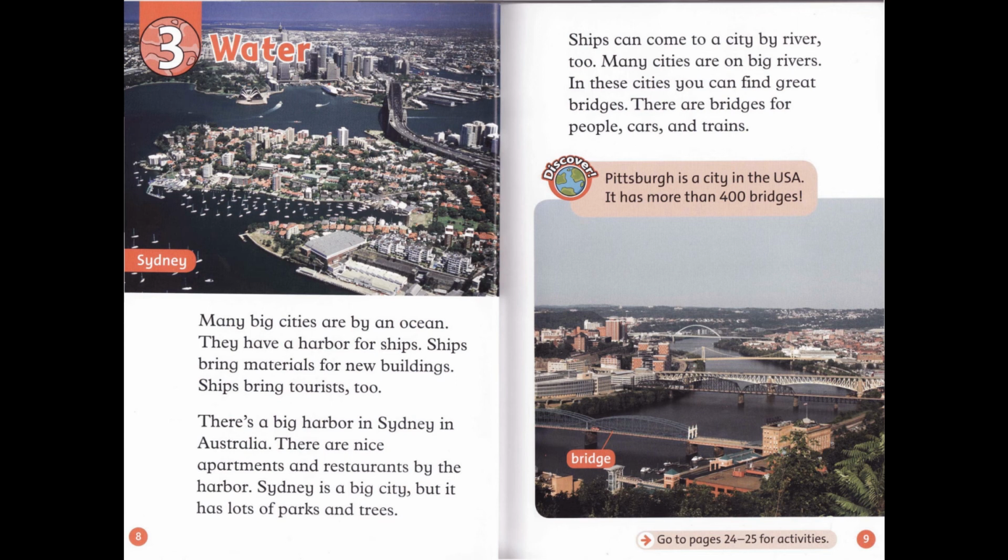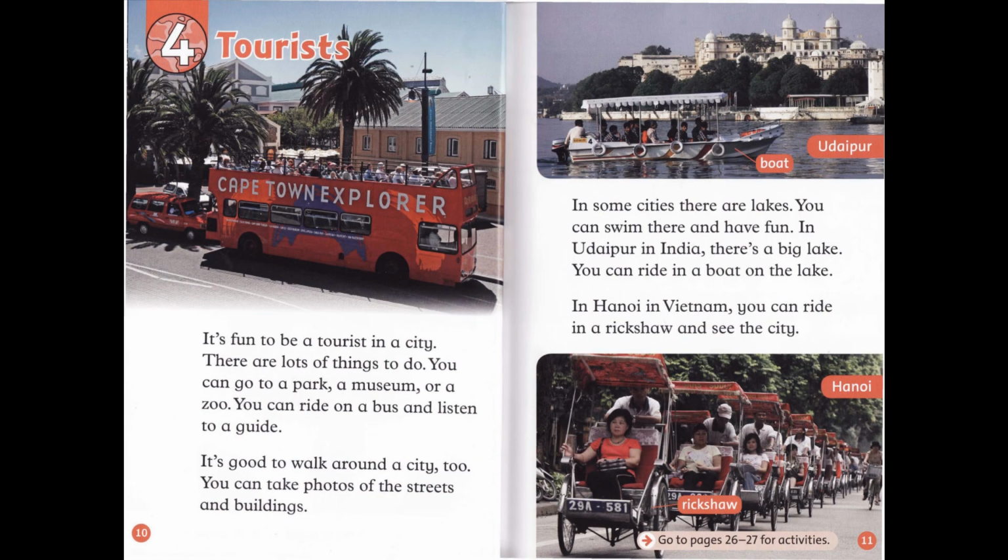Chapter 4. Tourists. It's fun to be a tourist in a city. There are lots of things to do. You can go to a park, a museum, or a zoo. You can ride on a bus and listen to a guide.